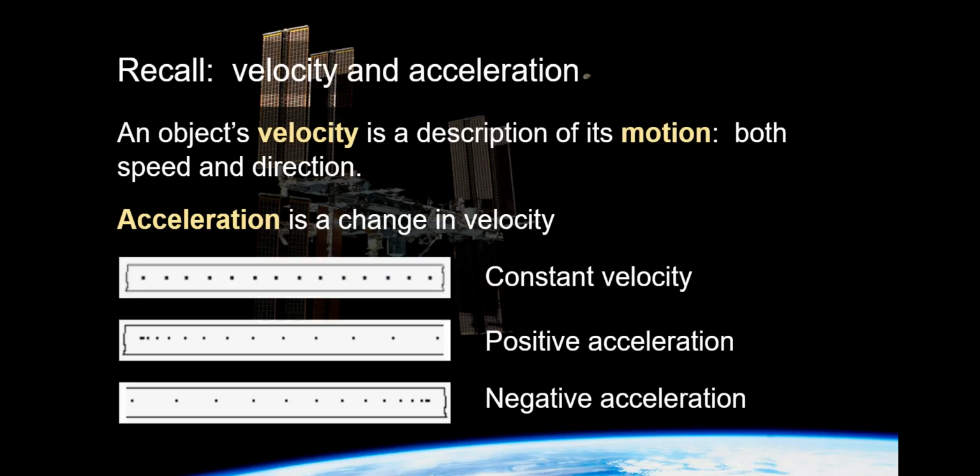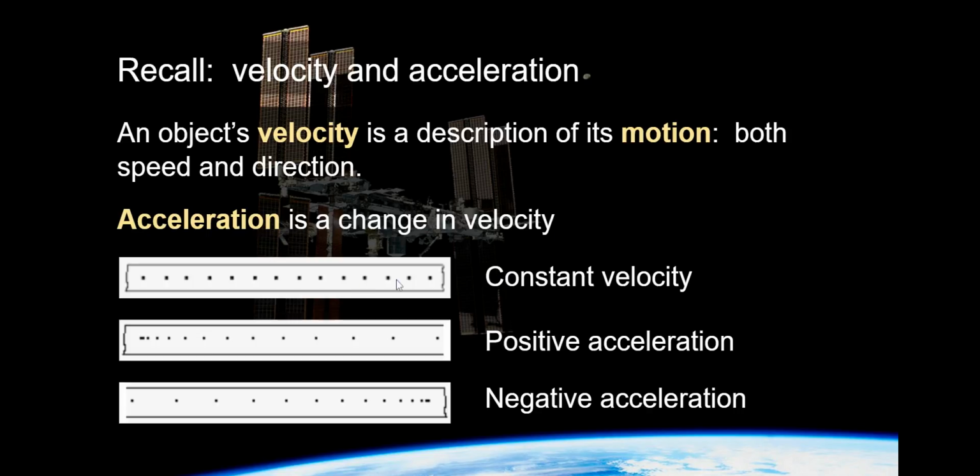So recall from yesterday, we had talked about velocity, and yesterday's lesson was on acceleration. So velocity is a description of an object's motion. Velocity, remember, is a vector. It includes speed and direction. So velocity is how something is moving, speed and direction. Acceleration is a change in velocity.